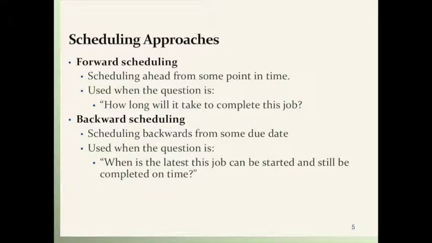So there's scheduling approaches. One is forward scheduling, where you start out with some point in time and you say, how long does it take to complete this job? And you just work out the schedule until you get to the end, and that's how long it takes. Then there's backward scheduling. This answers the question, when is the latest this job can be started and still be completed on time? It's really the same kind of thing, except that you're starting at the due date and working backwards.